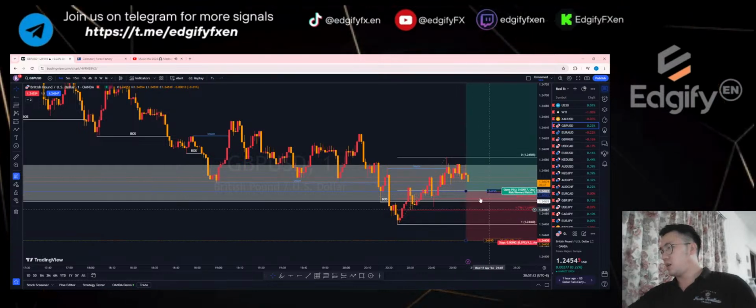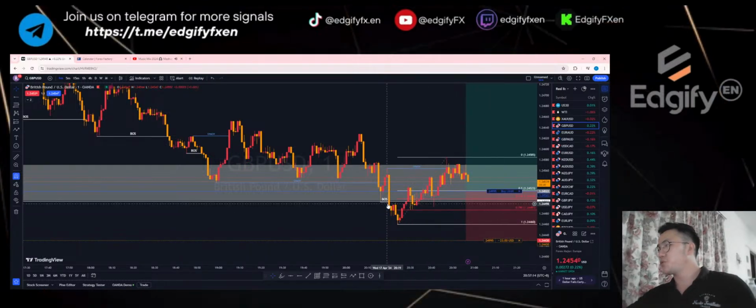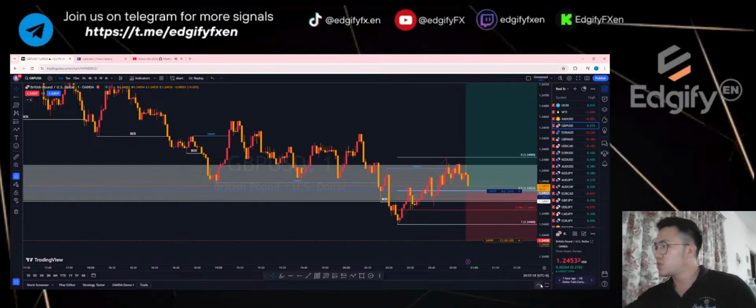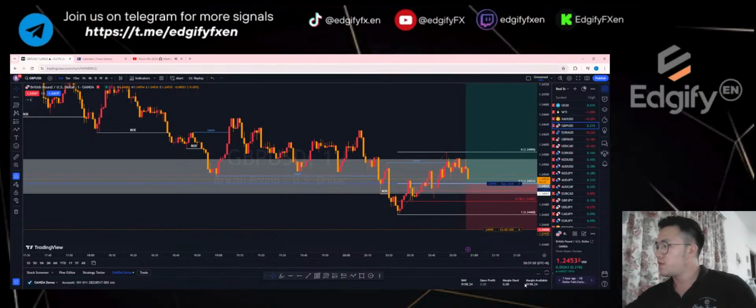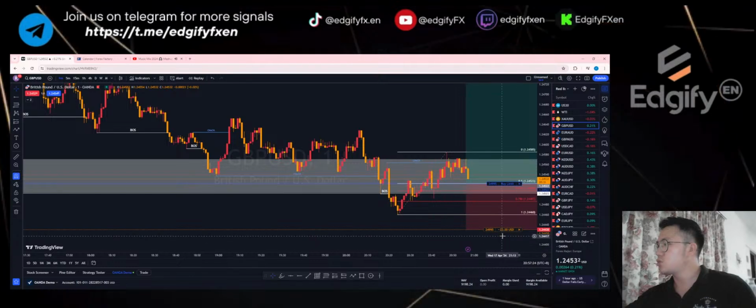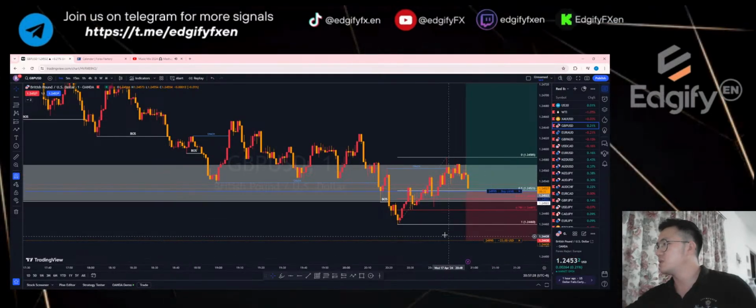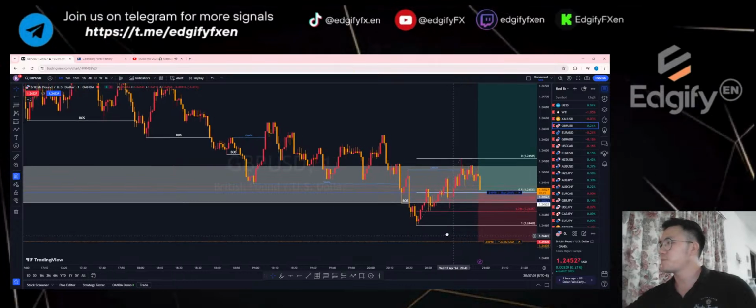But make sure if you place a buy limit here, you don't over risk your account. Because if you look at this one here, I'm only risking $23 out of 9,000, which is only 0.25% of the 9,000.